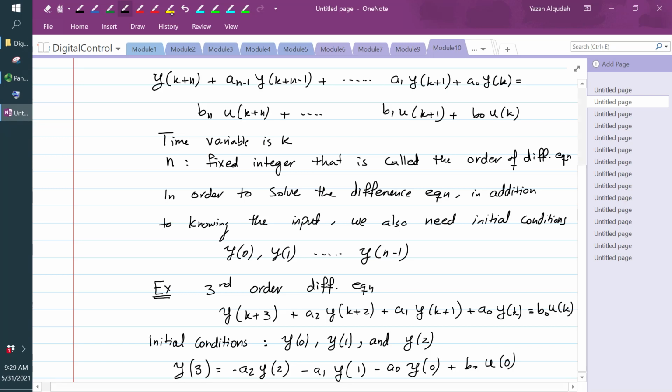Now u of 0 should be known because it is the input that I'm trying to calculate the output for. But in order for me to calculate y at 3, I'm going to need y of 2, y of 1, and y of 0. These are given as initial conditions. Now when I calculate other outputs, I might need the initial conditions, or I might need the outputs that I calculated from previous calculations.